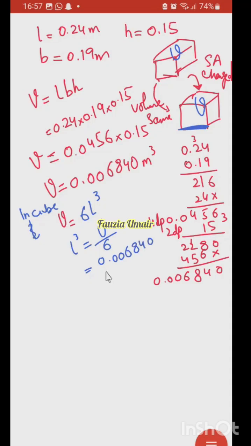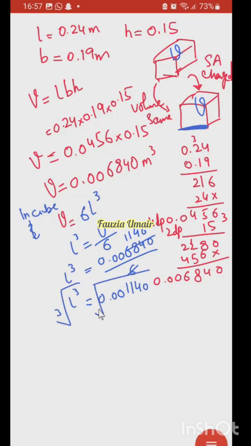0.006840 divided by 6. So this will cancel with 6. 6 1s are 6, 6 1s are 6, 6 4s are 24, and this comes to 0.001140 L cube. Now you have to get rid of L cube, so you will take the cube root, right? Is it clear up till this point? Yes. Is it difficult?